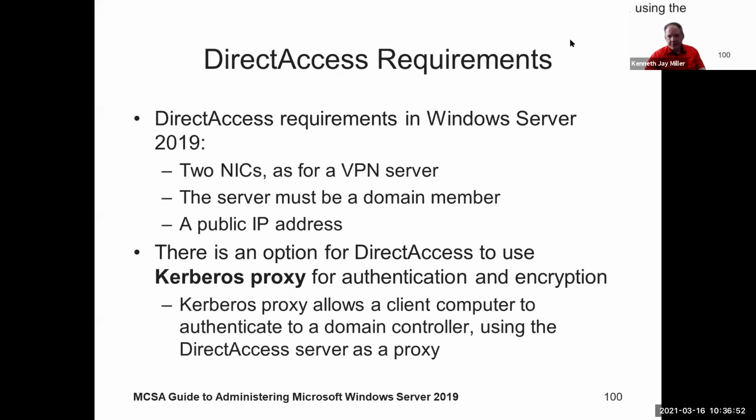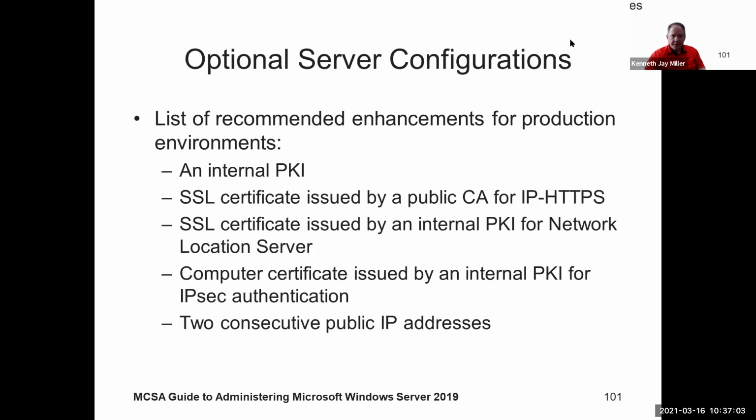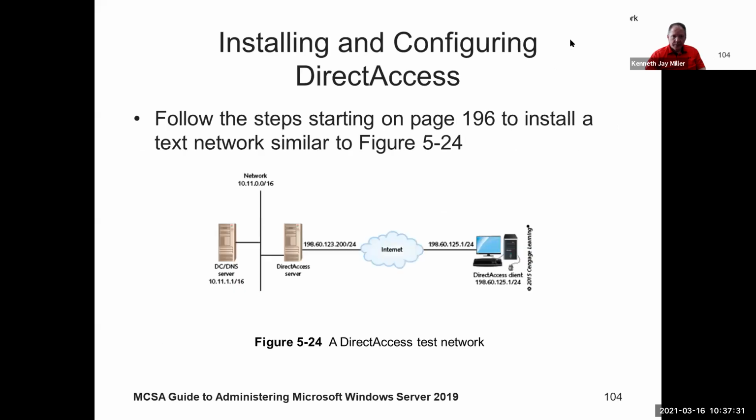Okay, so in this, you need 2 network cards. The server must be a domain member with a public IP, and then it's probably going to use the Kerberos proxy for the authentication and encryption. All right, some of the other optional stuff here. You can use the public key infrastructure, create your own internal self-signed certificates, or we can build our own certificate authority in our environment and then use that to sign our own certificates. So we won't get that error that says, hey, you're using a self-signed certificate. Do you want to continue? Right? So there's that.